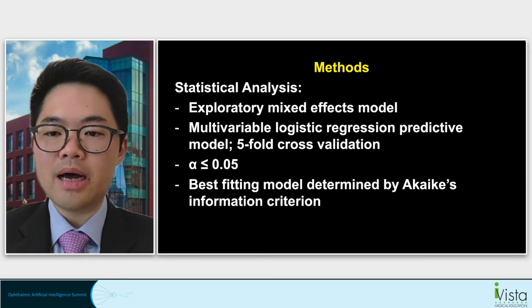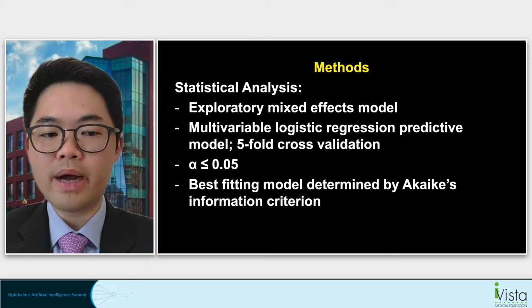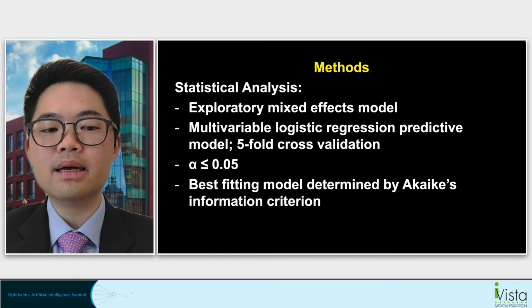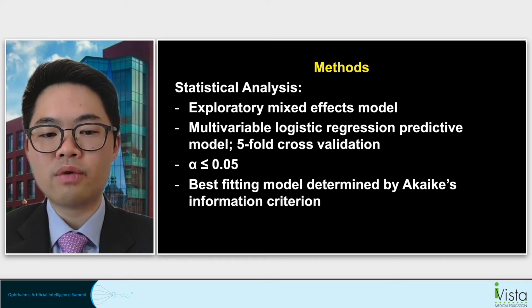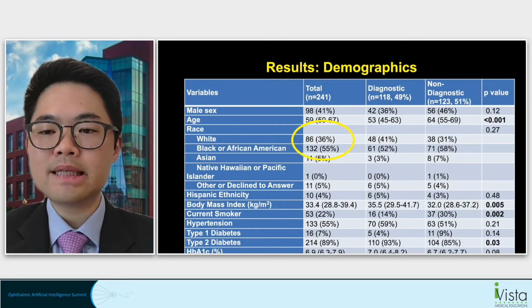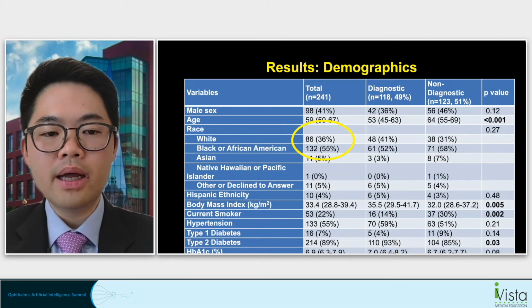In terms of our statistical methods, we looked at the data in two major different ways. First, we did an exploratory mixed effects model. Second, we built a predictive model using multivariable logistic regression. Here's a table showing the baseline demographics of our patient cohort. In total, we included 241 patients.